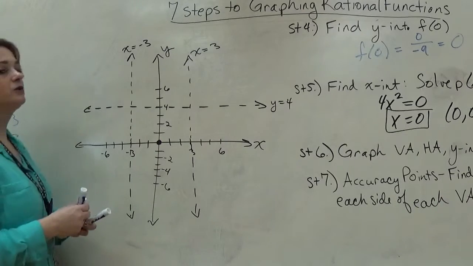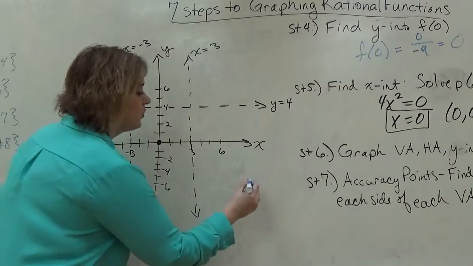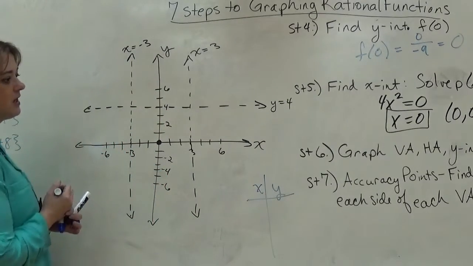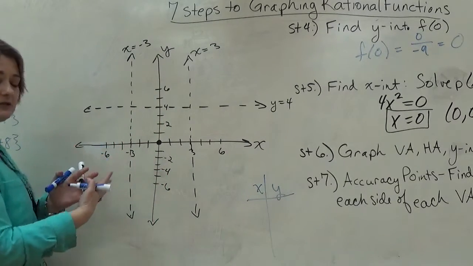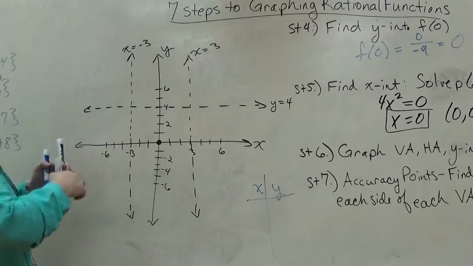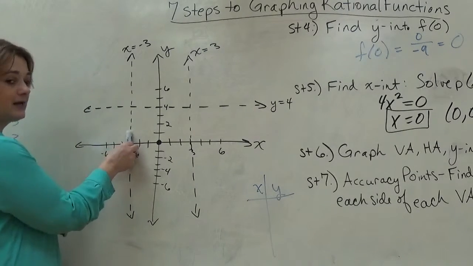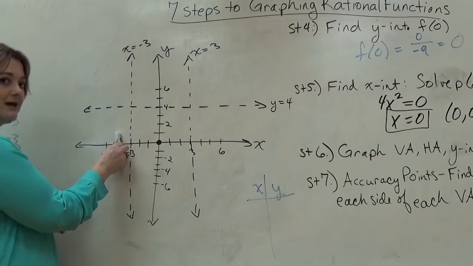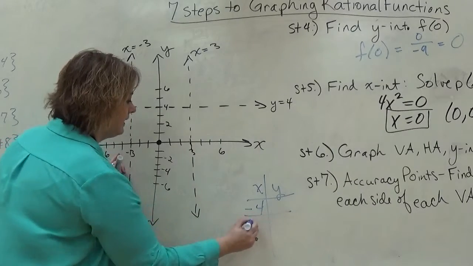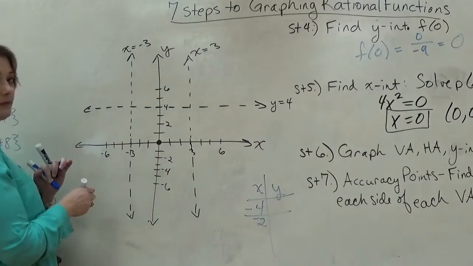Step 7, we need to actually make a table. So with this little table, and hopefully I won't run into that space, I need to look at my x-intercepts and my vertical asymptotes, and I need to plot to each side of those. So from here, here's my negative 3. I'm going to use an x to the left and an x to the right. So that's going to be negative 4 and negative 2. Those are what I'm going to plug in.